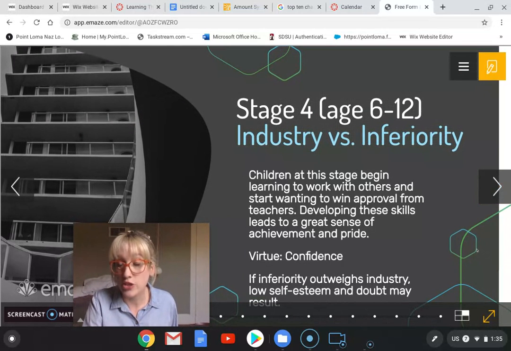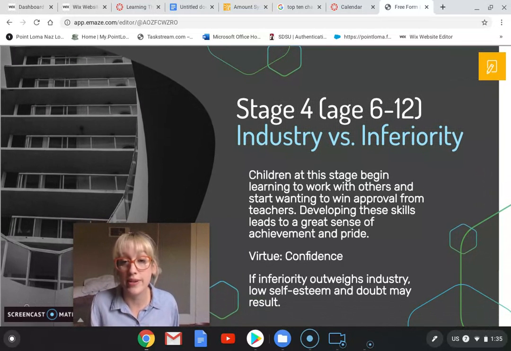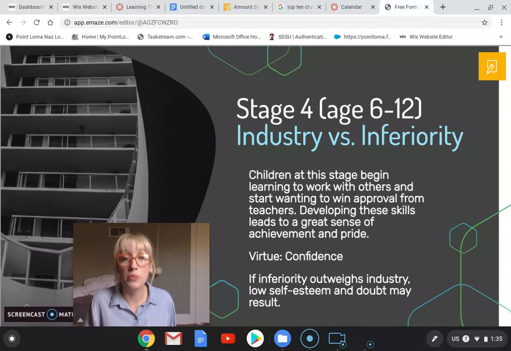Stage 4, age 6 to 12, industry versus inferiority. Children at this stage begin working with others, developing skills, feeling a sense of achievement, and wanting to gain approval from their teachers. This leads to a sense of achievement and pride. So the virtue here is confidence. And without attaining this confidence, low self-esteem and doubt may result.